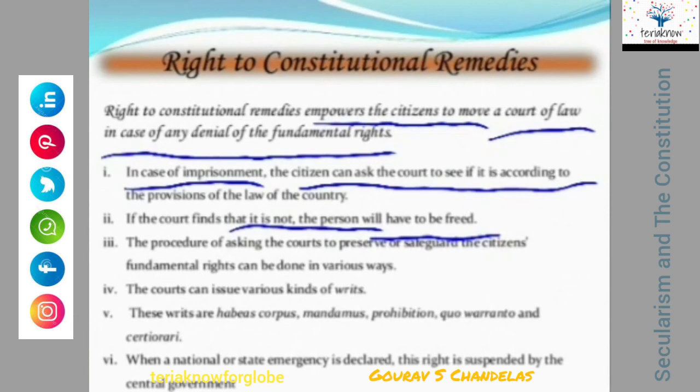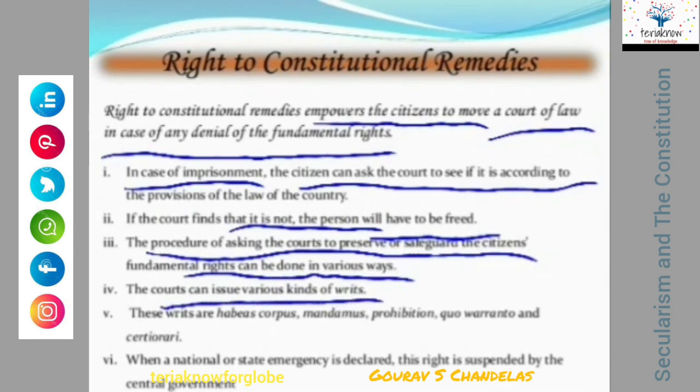So the procedure of asking the courts to preserve or safeguard the citizens' fundamental rights can be done in various ways. The courts can issue various kinds of writs. And what are those writs? Those writs are habeas corpus, mandamus, prohibition, quo warranto, and certiorari. We will study these 5 writs in a separate class, why they are important and why these writs are issued. Understood?